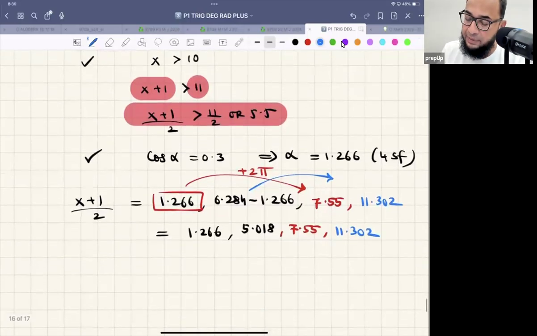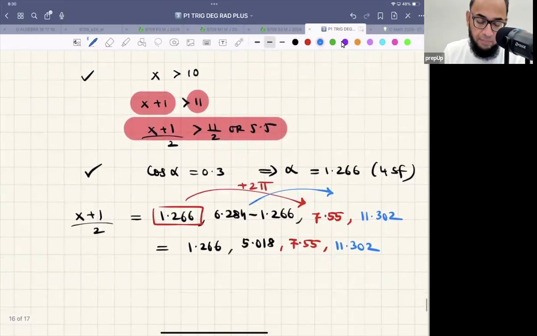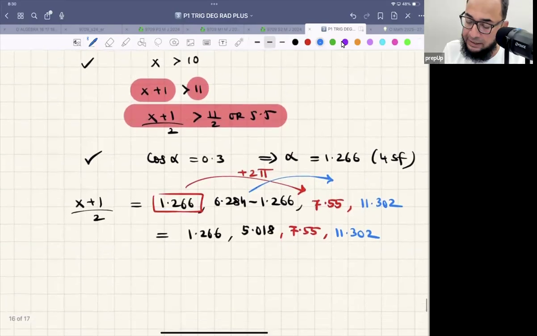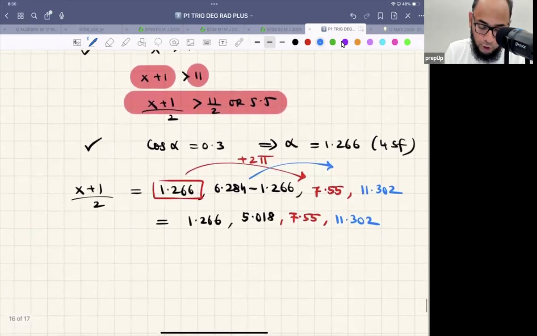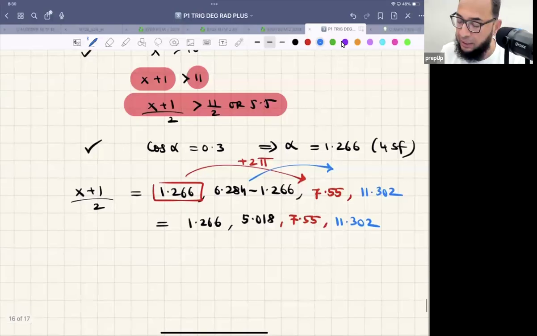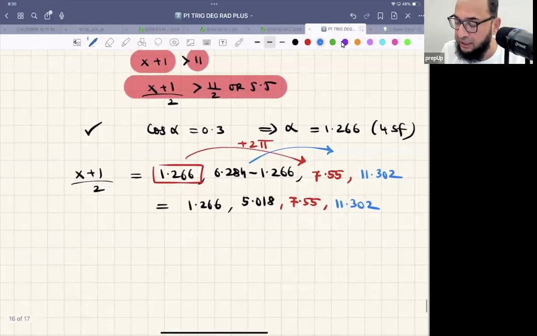Now what should I do? Multiply by 2. Therefore x plus 1 equals 2 into 1.266, that is 2.532. 5.018 into 2 is 10.036. 7.55 into 2 is 15.1. And 11.302 into 2 is 22.604. So now let's focus over here.